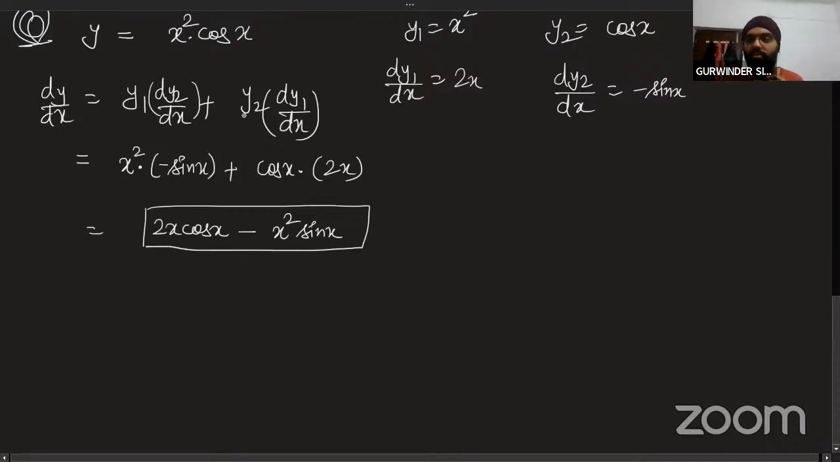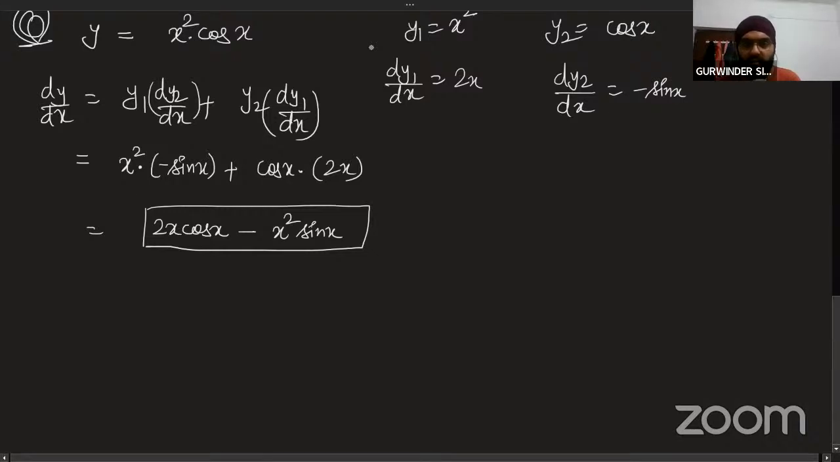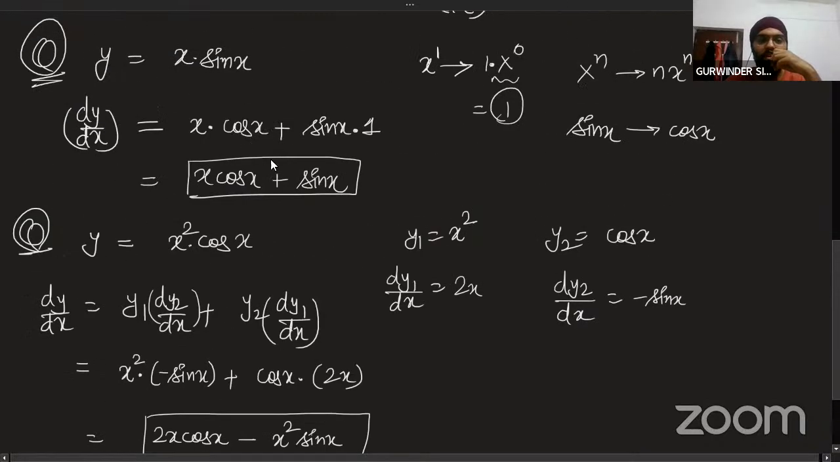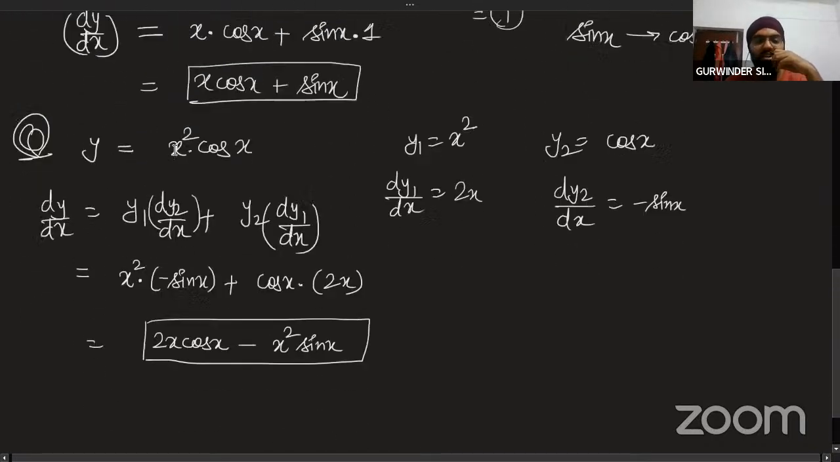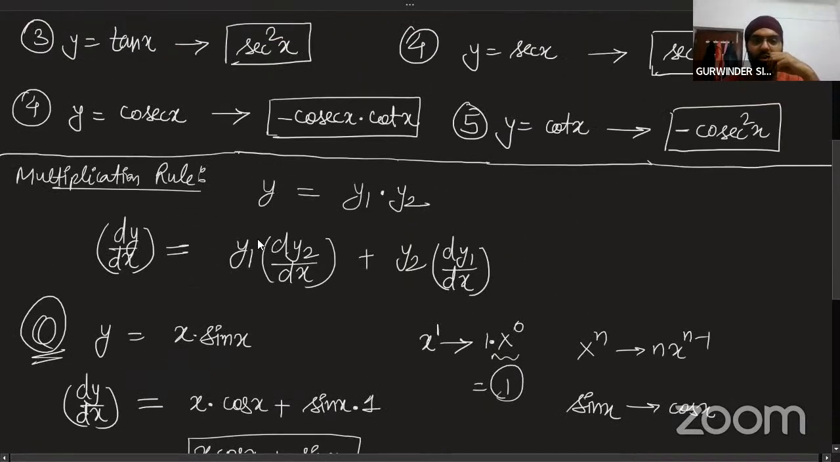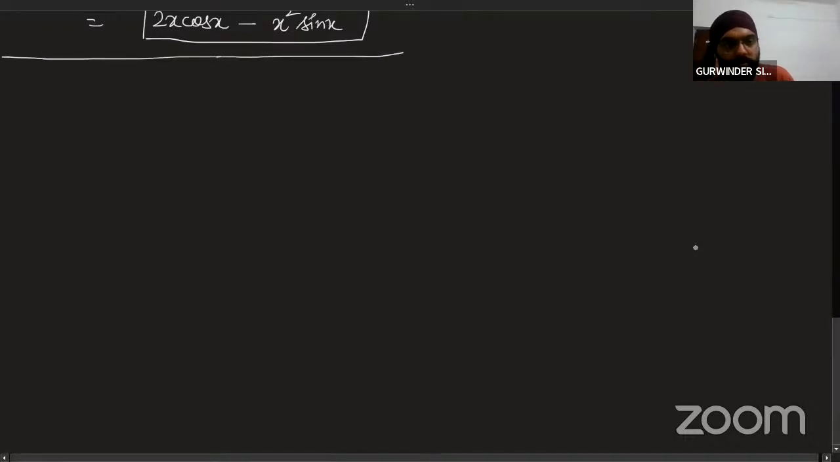Okay? Did everyone understand? Everyone got it? It's easy, right? So if you have two functions being multiplied, you have to do it like this. Okay. Moving ahead, we have one more thing: the division rule.